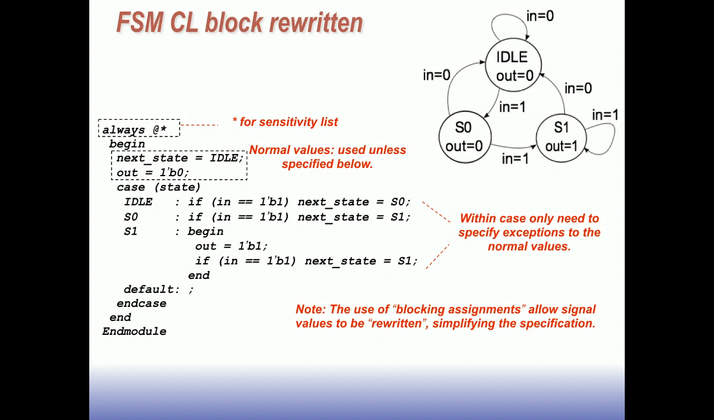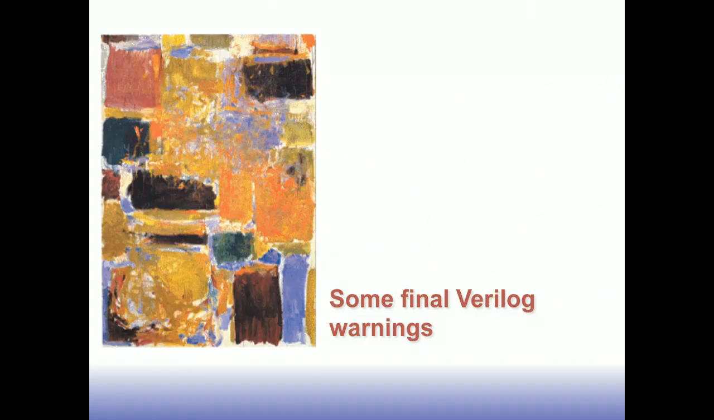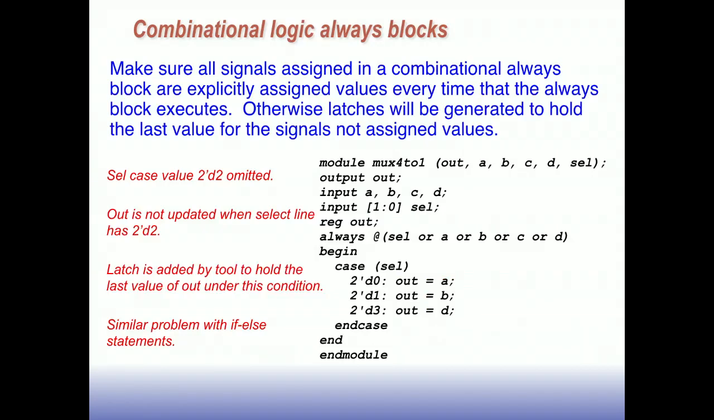The use of the blocking assignments allows signal values to be rewritten, simplifying the specification. So that's the point of this. Okay, just a couple final words about Verilog, and it kind of relates to state machines. Make sure all the signals assigned in a combinational always block are explicitly assigned values every time the always block executes. Otherwise, latches will be generated to hold the last value for the signals not assigned.